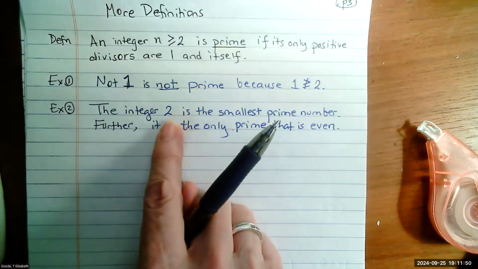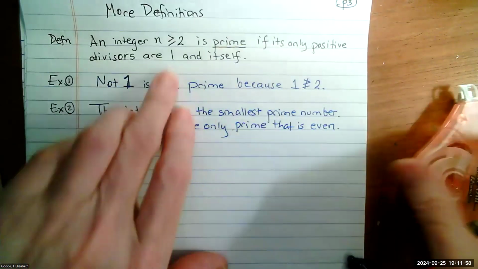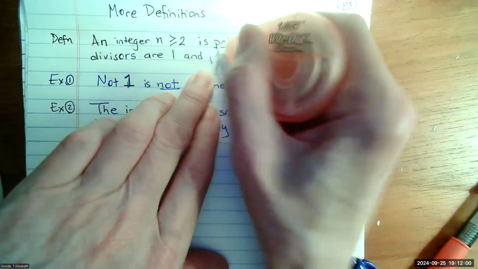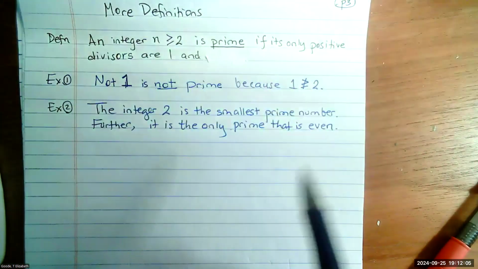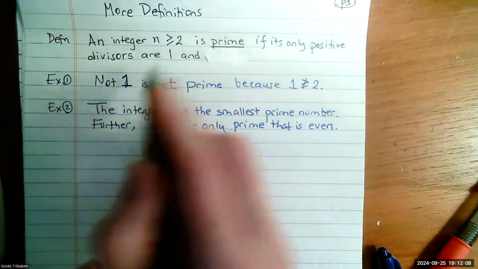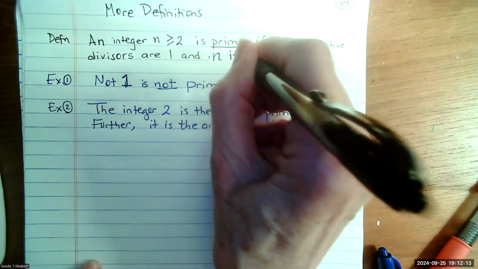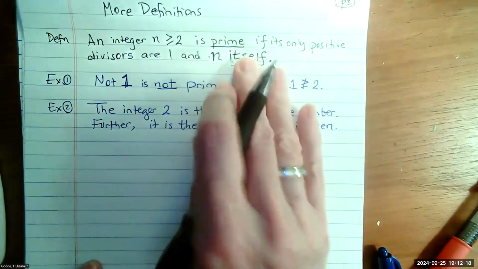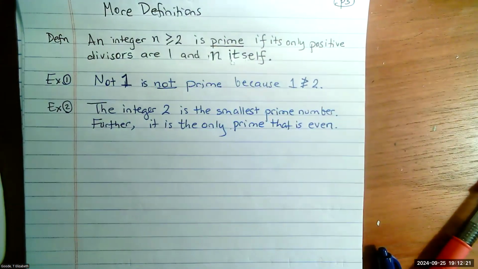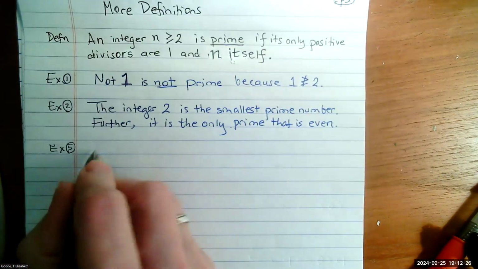If we tried to make that a prime, we couldn't, because 2 would be a factor between 1 and n itself. Oh, you know what? I'm going to change this definition just by a little bit. I like to say an integer n greater than or equal to 2 is prime if its only positive divisors are 1 and n itself. It actually reads better if we say n itself. So 1 and n are the only positive divisors. My bad. Okay, yeah, so that's our example 5.